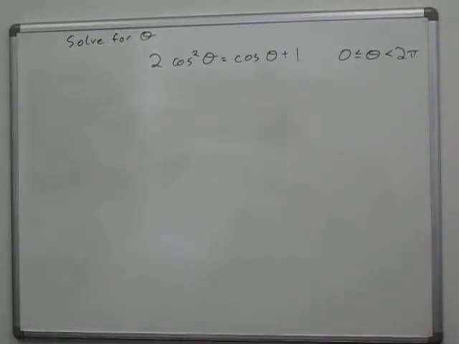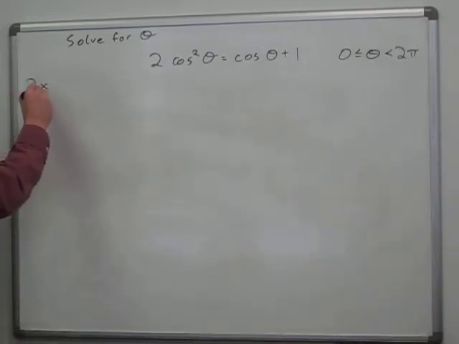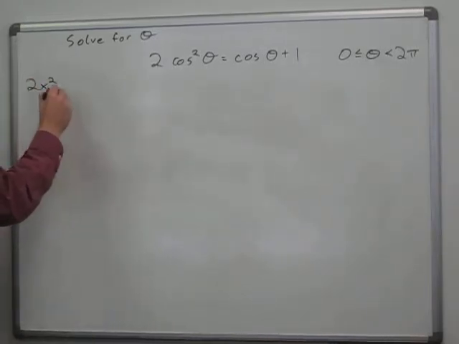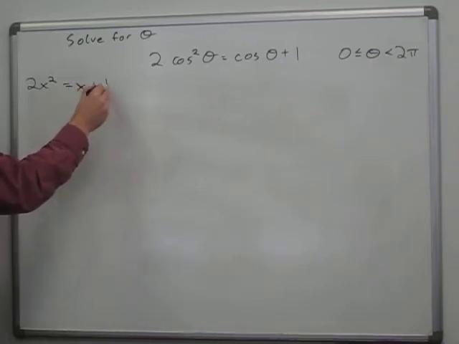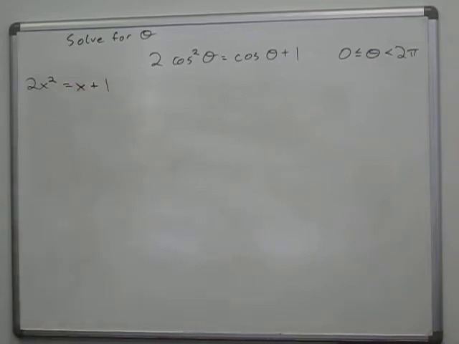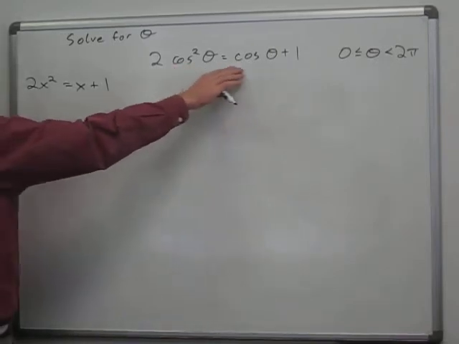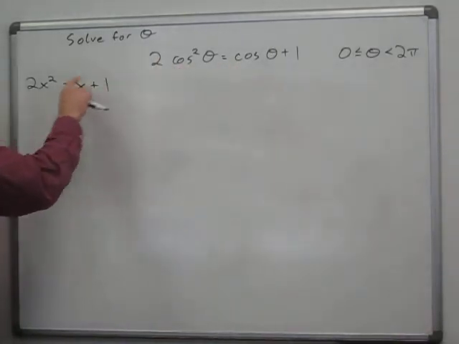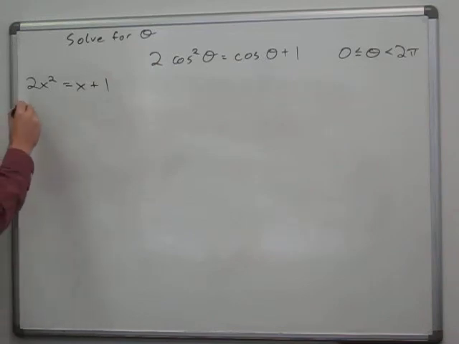Let's solve this equation, which is quadratic in cosine theta. Before we dive into it, let's think about what we would do with 2x squared equal to x plus 1. So this form is essentially the same as this. It's just instead of cosines here, we have x's.